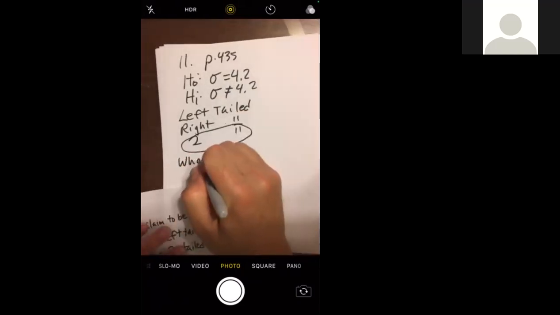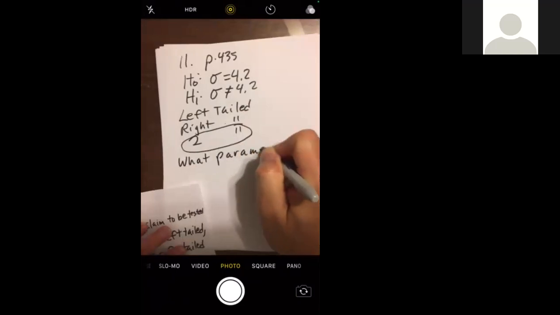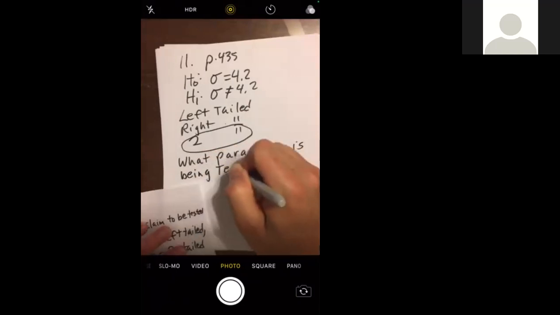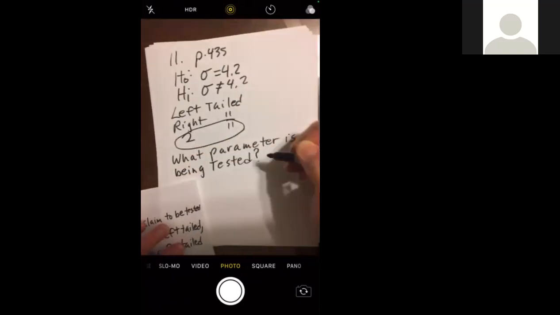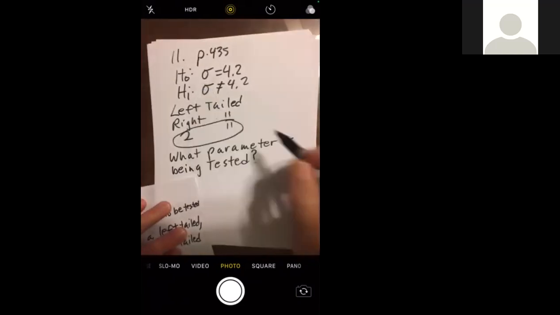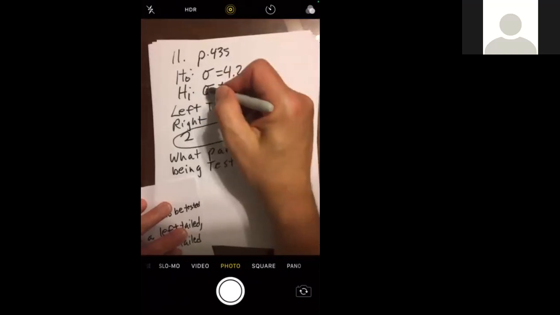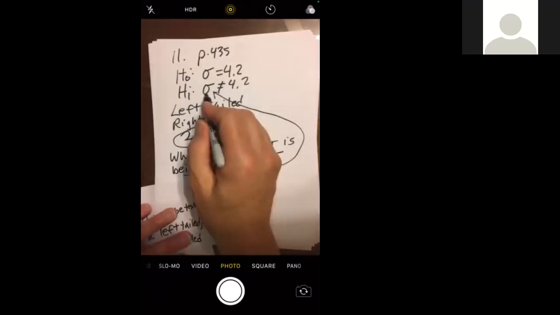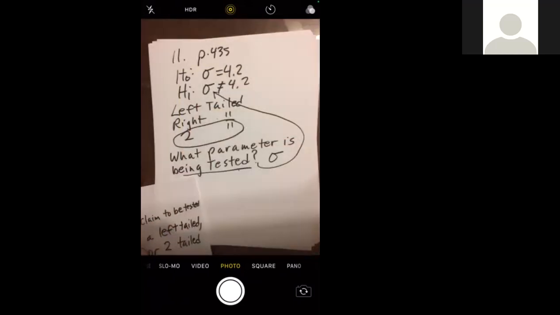So then they ask what parameter is being tested. Want to take a stab? That's the standard deviation, right there. You can actually get it off of both. You're going to see the symbol in both hypotheses, but if you want to really follow this language, it's from the alternative. Should we put a whole bunch of these on the test? Yes, please. Okay.